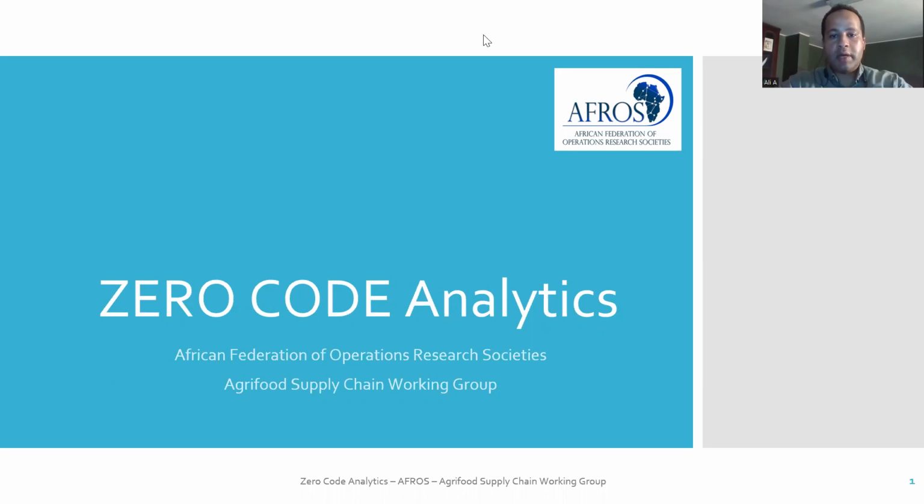This initiative is led by AFRO's Agri-Food Working Group, the African Federation of Operations Research. The Agri-Food Working Group promotes research in agri-food supply chains in Africa for improved data-driven decision-making and enhanced food security. The goal is to support academics and professionals of logistics and supply chain fields. I'm Ali, a researcher of operations research.